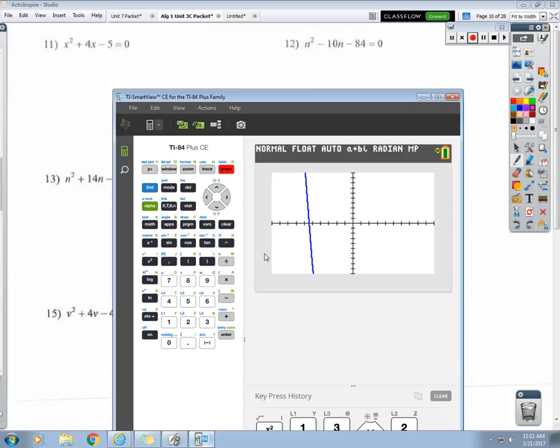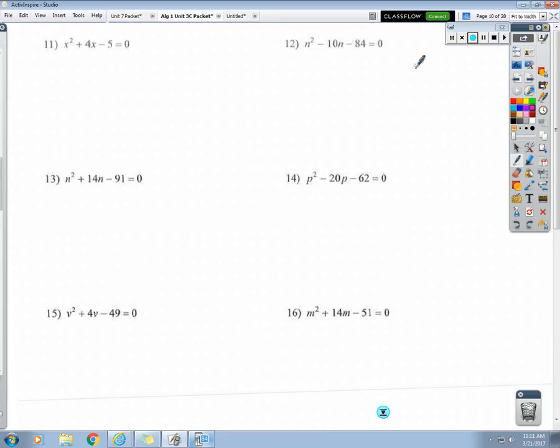When I graph it, I see that it crosses through, but not at a whole number. It crosses through between negative 5 and negative 6, right? So that lets me know that there aren't two numbers that multiply to that and add to that. So I'm going to have to complete the square. What's the first step in completing the square? Right, I need to add this 84 to the other side. When I do that, it'll be n squared minus 10n equals positive 84 because I had to add it over.